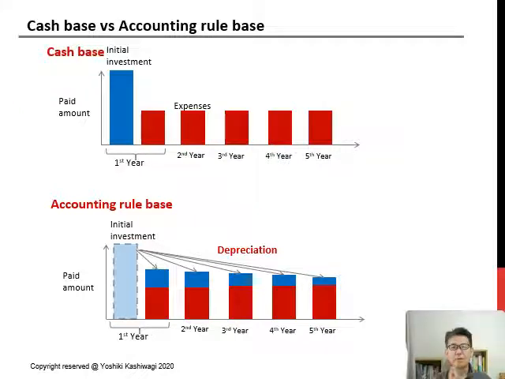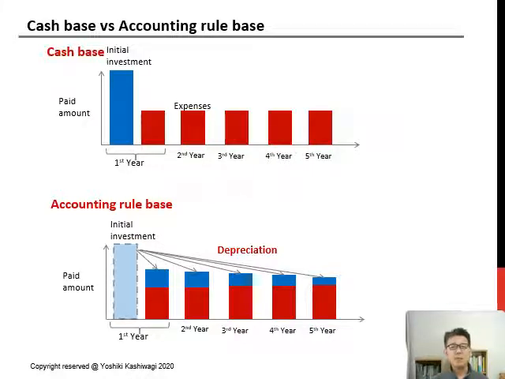That is a basic rule. Why? Because if you recognize the whole amount of the investment in the initial year, you cannot show the real profit situation of your business. You definitely have a huge negative amount, but that does not show the real status of your business. Simply because you have paid a lot in the first year as an investment. So this is not fair.